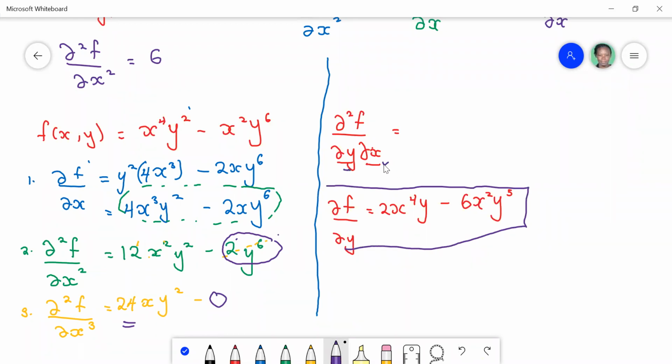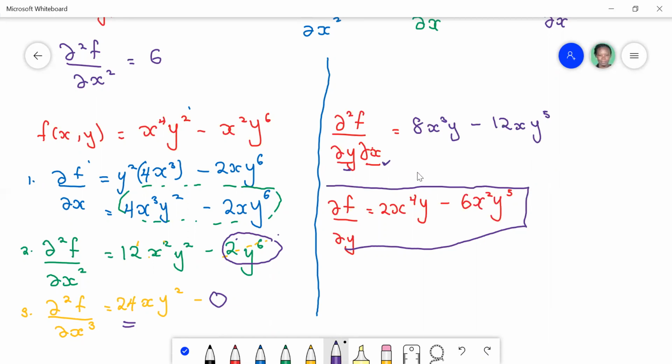For this, then with respect to x, it is order 2. So with respect to x, what do I have? It means I'm differentiating this with respect to x, which is going to give me 8x cubed y, because y is a constant multiplying, minus 12x y to the power 5. That is what we have here.